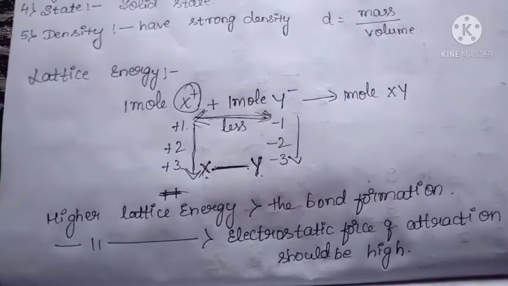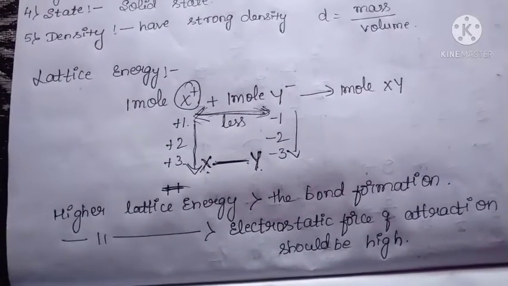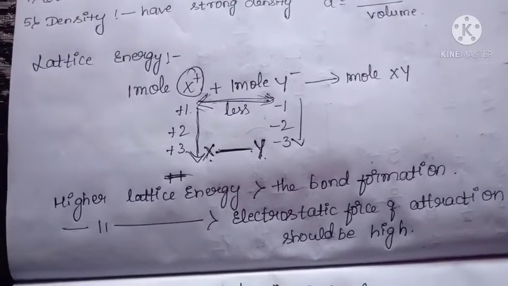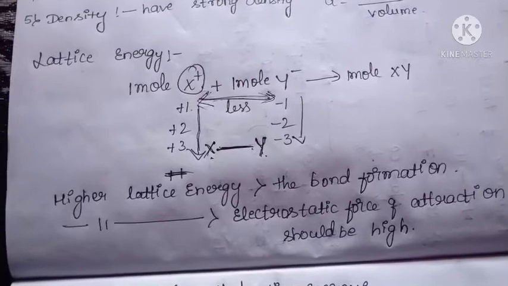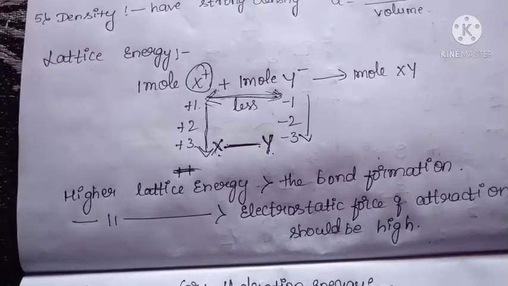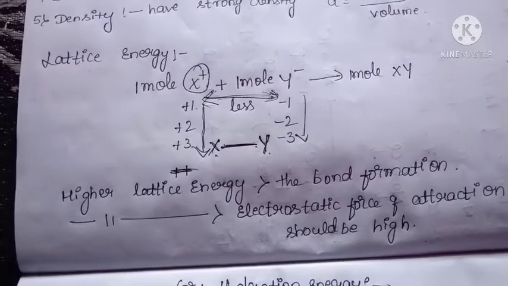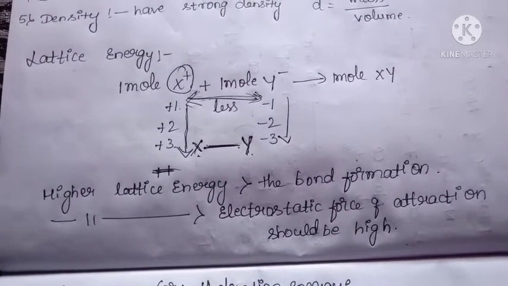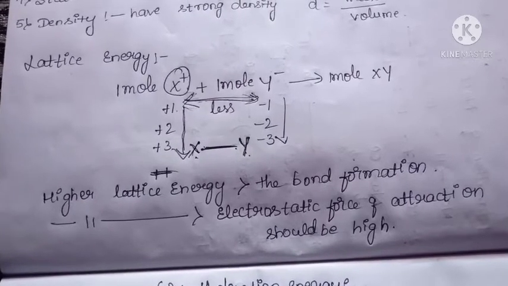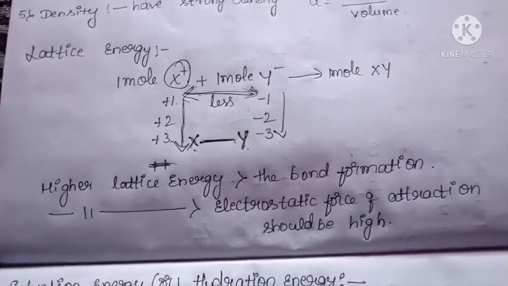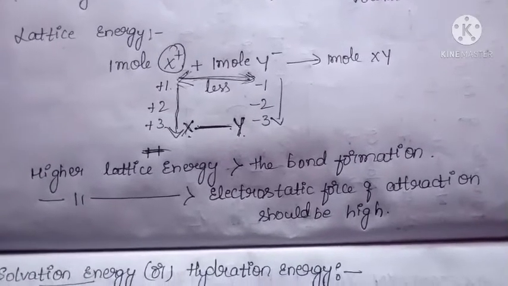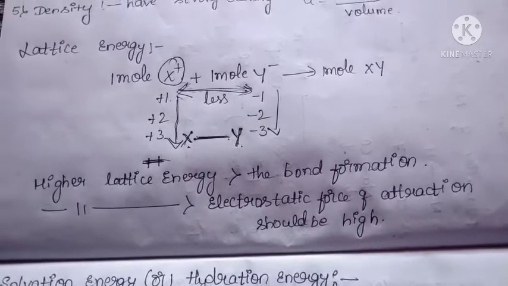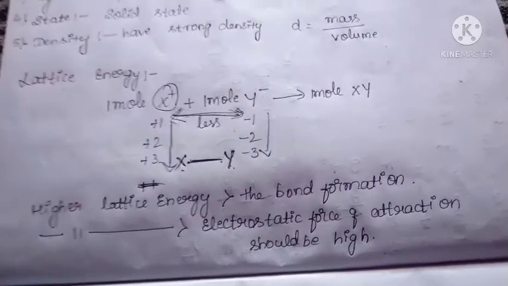When the cationic or anionic charges increase, the bond length will decrease. Got it? When the ionic charges increase, the bond length will decrease. Then the higher the lattice energy, the higher the bond formation. Then the higher the lattice energy, the electrostatic force of attraction should also be high. This is what we learned in the last class.